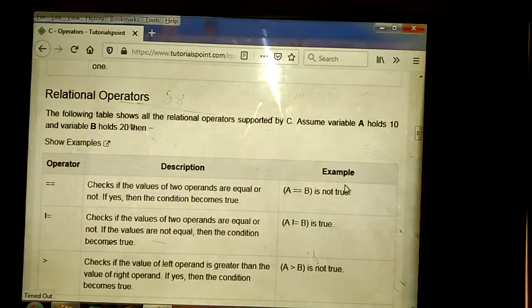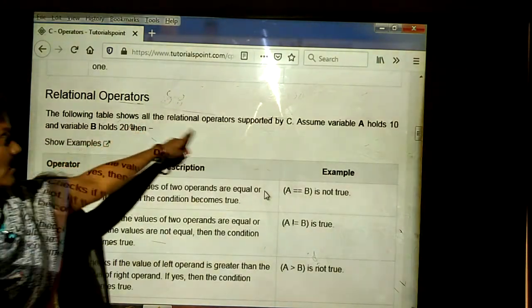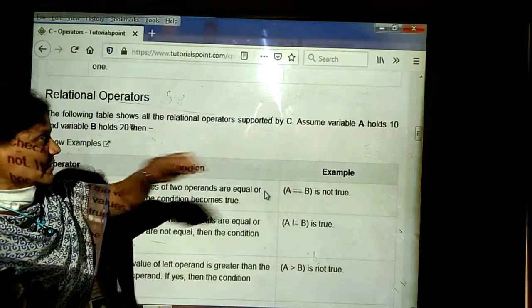Yesterday we completed the arithmetic operators. Today we will see the relational operators. What is the use of the relational operator? By using it, we compare data. That is the use of the relational operator. Here we are going to use which type of symbols in relational operators? The following shows the relational operators supported by the C language.